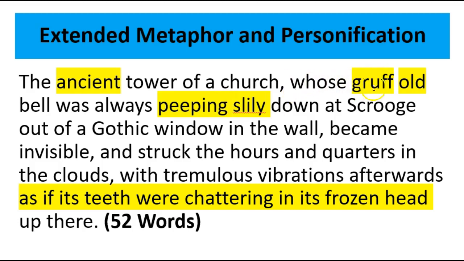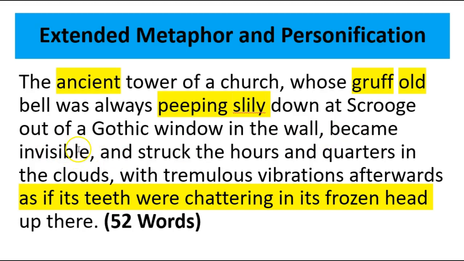whose gruff old bell was always peeping slyly down at Scrooge. That is an action in the past, so it's not the action that's going on in the sentence yet. Out of a Gothic window in the wall, okay, another phrase telling us what's going on, but we still haven't got the verb, became invisible. And so Dickens does this a lot. He keeps the main verb of the sentence, what's actually going on, until really, really late. And that's a powerful way to make your sentence longer.